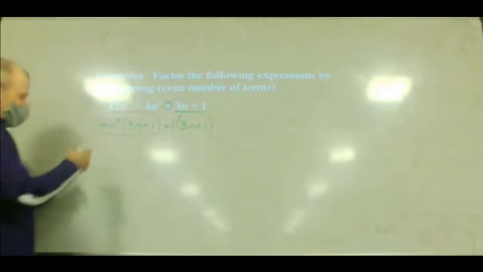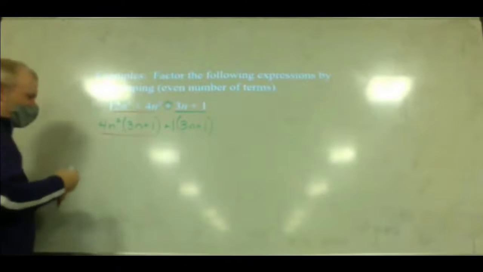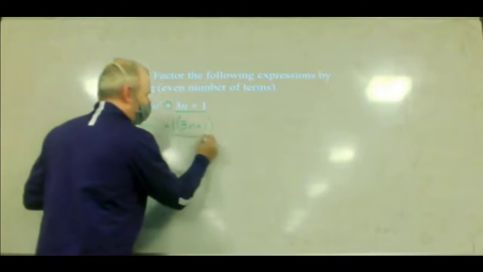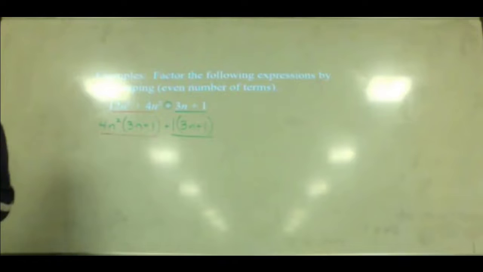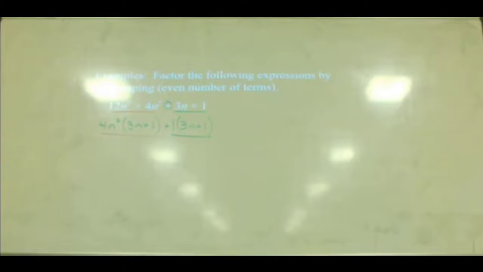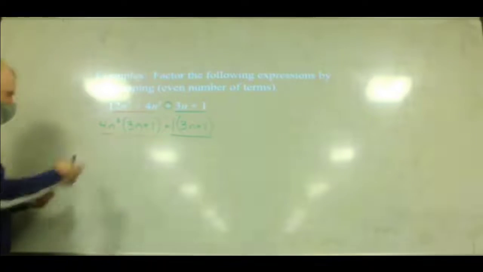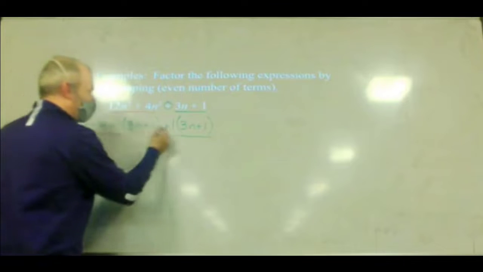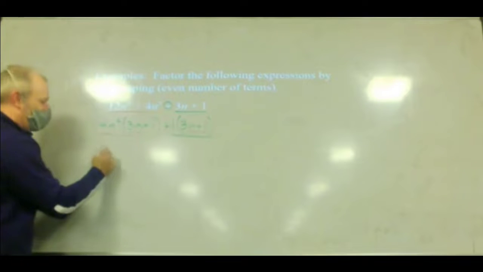is still right here. I should have used a different color maybe. Our second half is still right here. What do we see that we can factor out of both of those then? 3n plus 1. 3n plus 1 is correct. So we're going to factor out this 3n plus 1 from both of these. 3n plus 1.